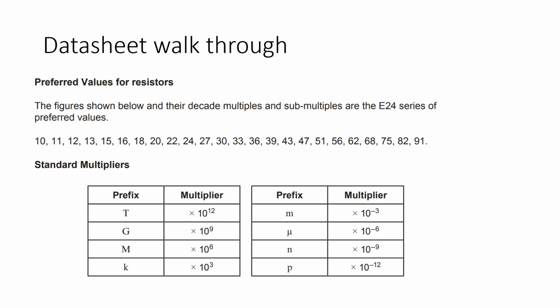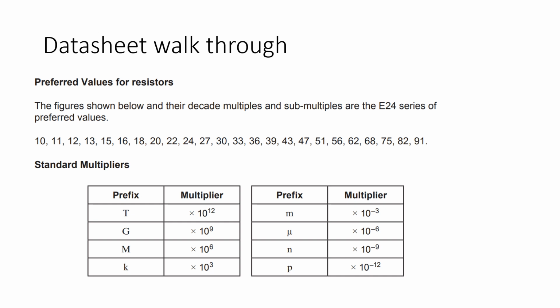Right, I'm going to take you on a datasheet walkthrough. So you're going to see all the equations that are available in component 1 and component 2. This is the first part of the datasheet. You've got all the preferred resistor values there. Obviously you've got the decade multiples or sub-multiples. So for example, on the end there you've got 91, it could be 9.1, it could be 910, etc.